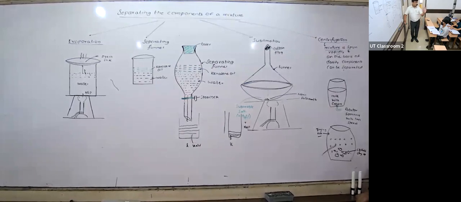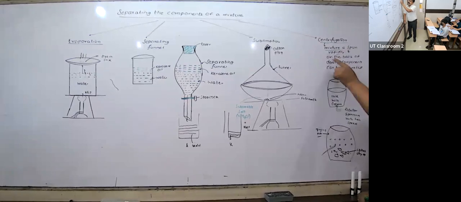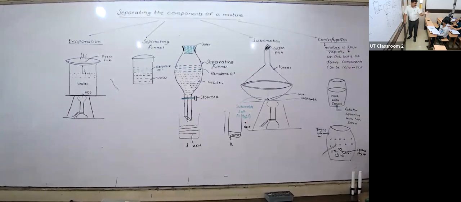So that is called centrifugation, rotating the mixture with a very high speed, either by hand or with the help of electricity, of course, with a rotator. Here, the mixture is spun rapidly, and on the basis of density the components can be separated. Means what? जिसका density कम रहेगा वो float करेगा. जिसका density ज़्यादा रहेगा वो नीचे आ जाएगा.